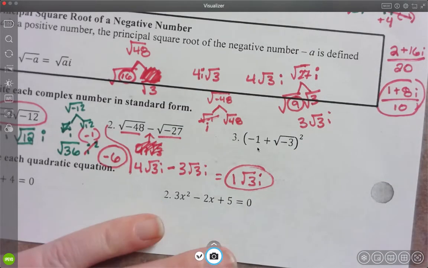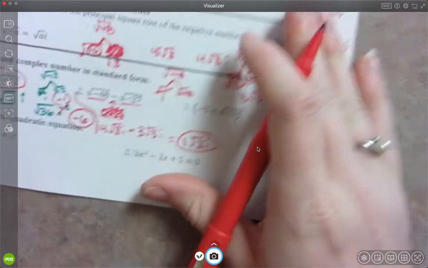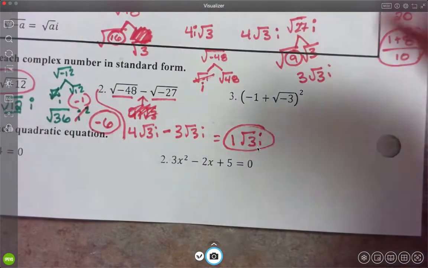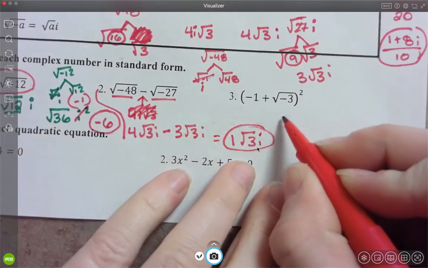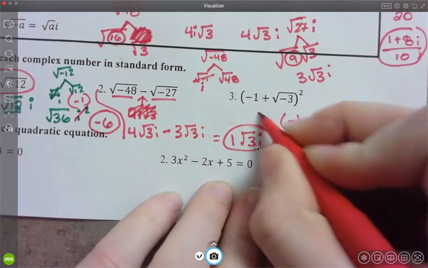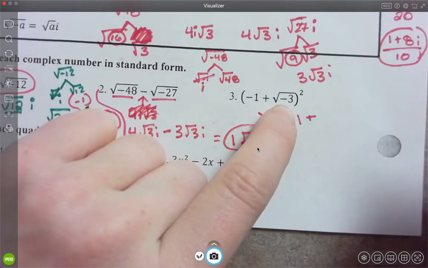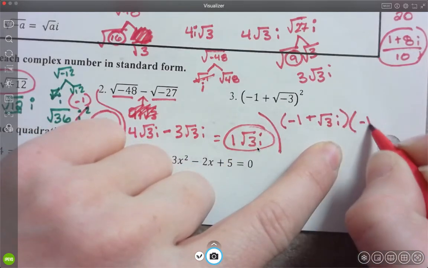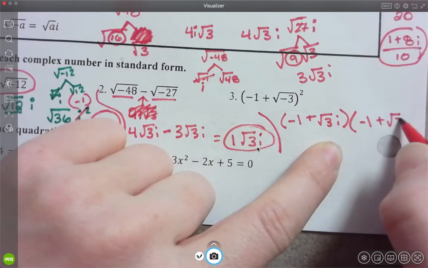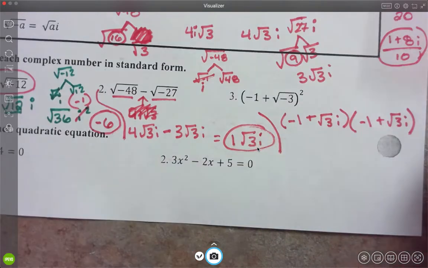Okay, next. We're getting so close. Number 3. These problems really do go fast, but there's like 20 of them on here, so this is crazy. All right, so when we're squaring, this means negative 1 plus, and I'm going to write this not as the square root of negative 3, I'm going to write him as the square root of 3i. And then negative 1 plus the square root of 3i. This works just like normal. This is not a fancy problem. This is the same as what it always is.